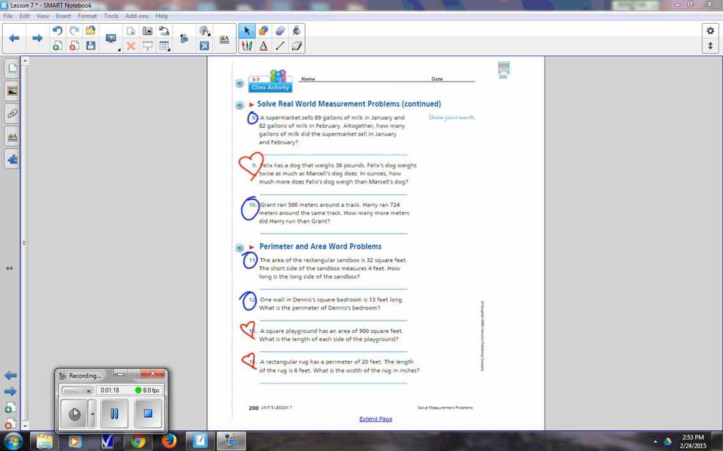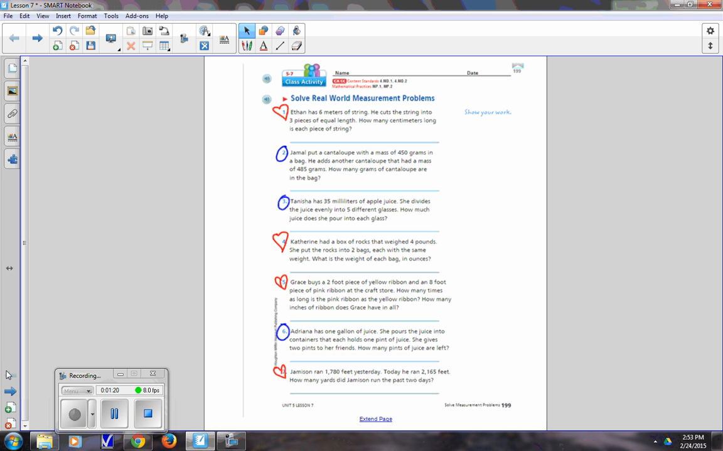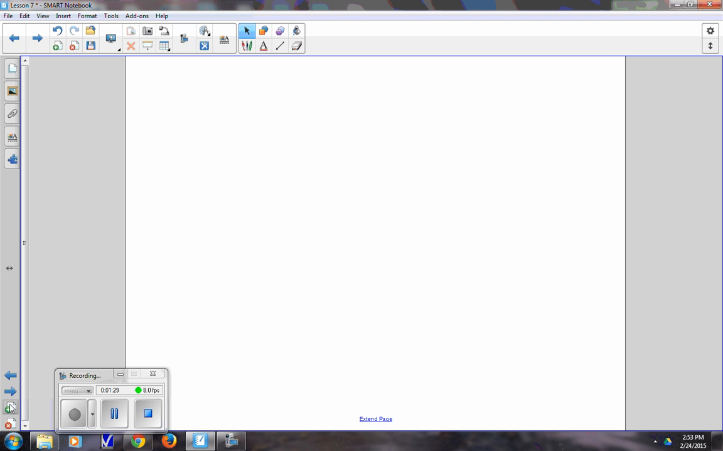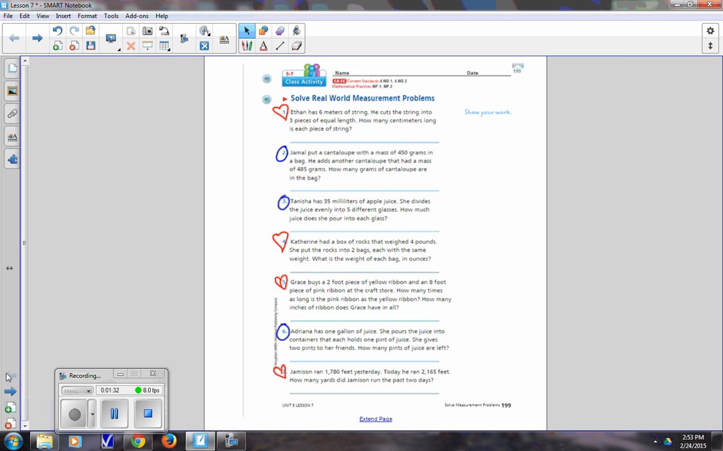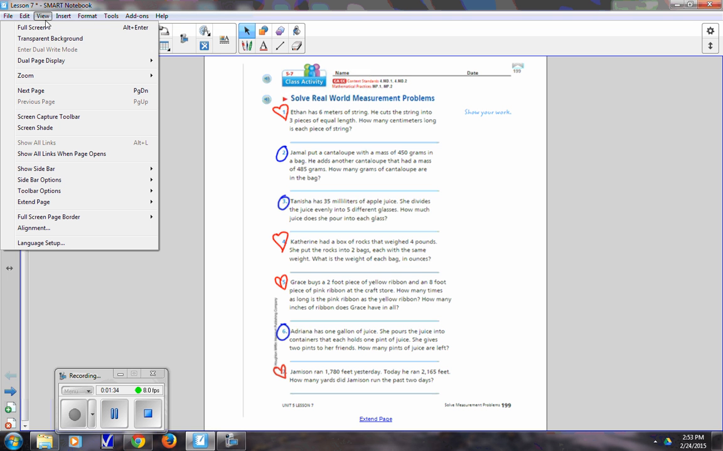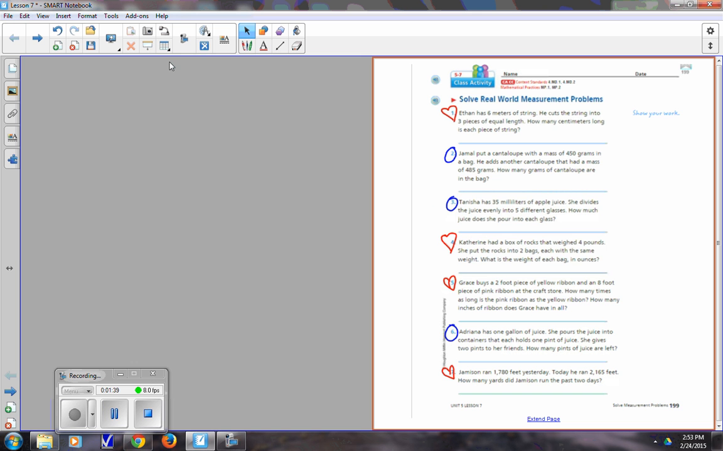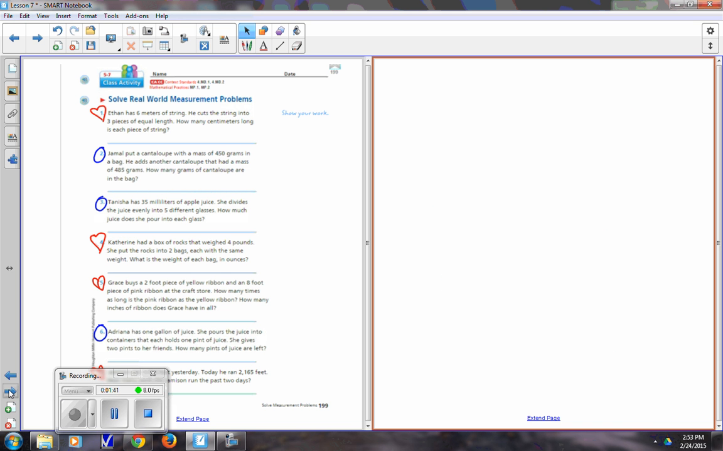Okay, so let's start with page 199, the first heart, about Ethan and his string. So Ethan has string that is 6 meters long. Sorry. Trying to make it so we can see this together. There we go. Ethan has 6 meters of string. He cuts the string into 3 pieces of equal length. How many centimeters long is each piece of string?